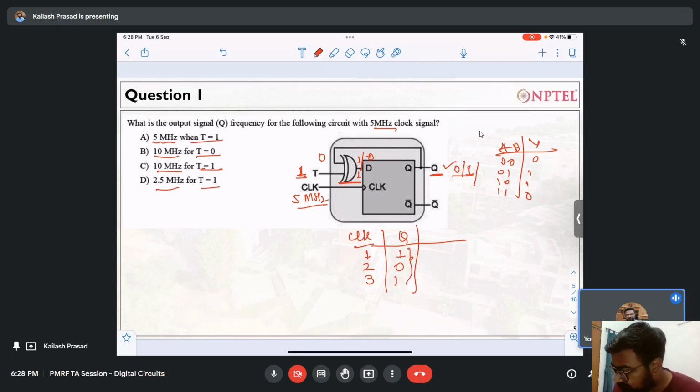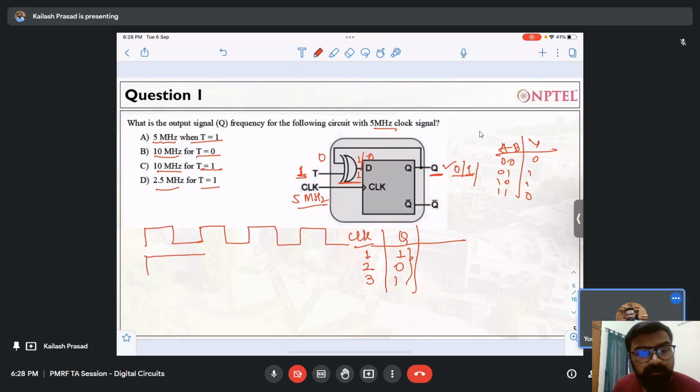See, this is my clock. Now, what is happening in the first clock cycle? Q becomes 1. In the next clock cycle, Q becomes 0. In the next clock cycle, Q becomes 1 again, and in the next clock cycle, Q becomes 0.